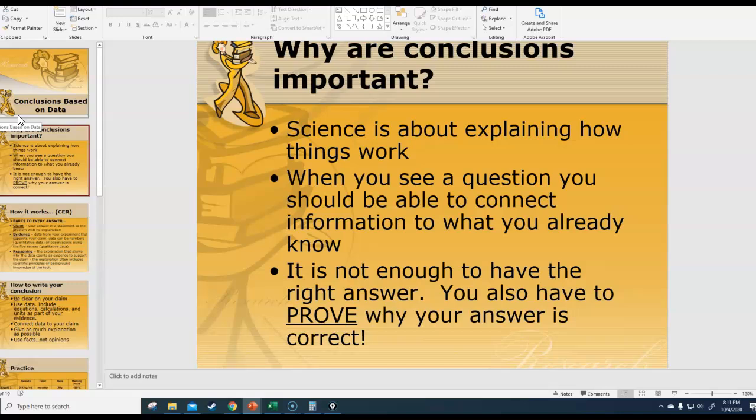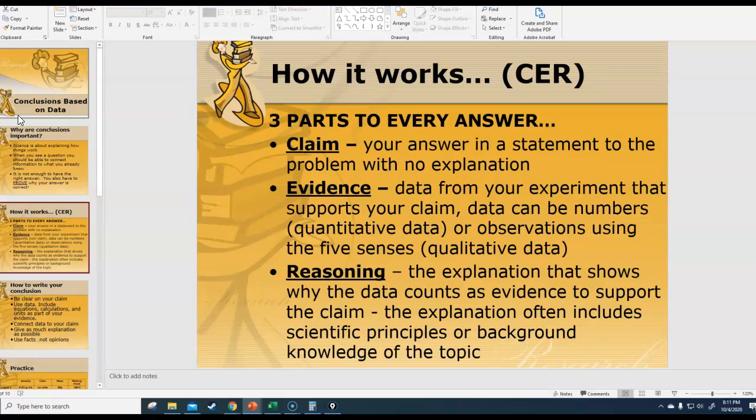So it's not just enough to have the right answer, you have to be able to justify why your answer is correct using evidence and using scientific reasoning. Okay, and so that is basically why CERs are important. Okay, so the way it works is this. CER stands for claim, evidence, and reasoning. And so when I give you a question and I ask you to respond using CER, that's what I'm talking about. Okay, so here are the three parts of CER.